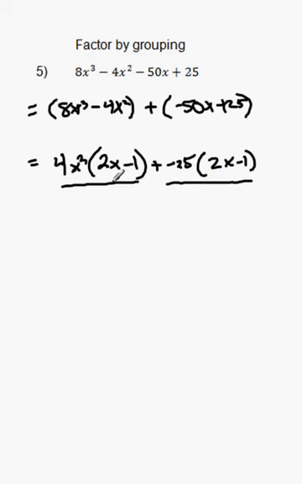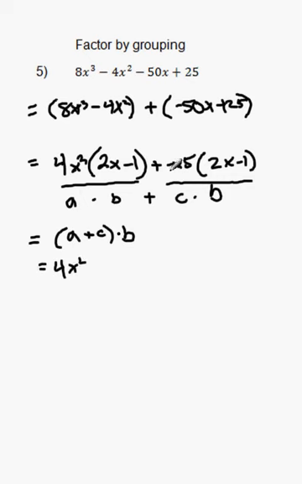Now, considering this to be a and this to be b, a times b plus c times b, using distributive property, we know in these two terms we have a common factor, that common factor being the b. This equates to the quantity a plus c times b. Well, our a is 4x squared. Our c is negative 25, and our b is 2x minus 1.